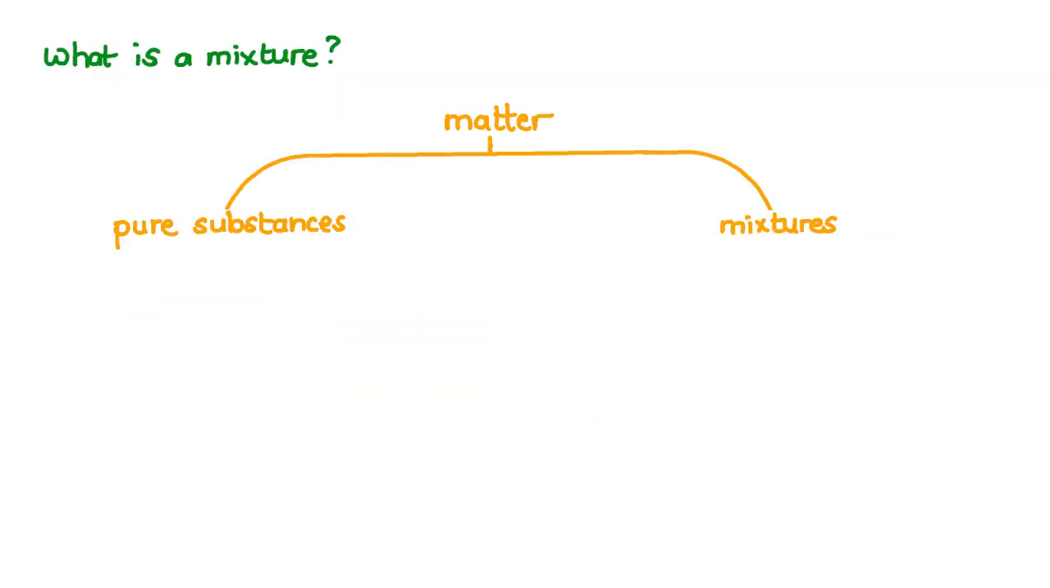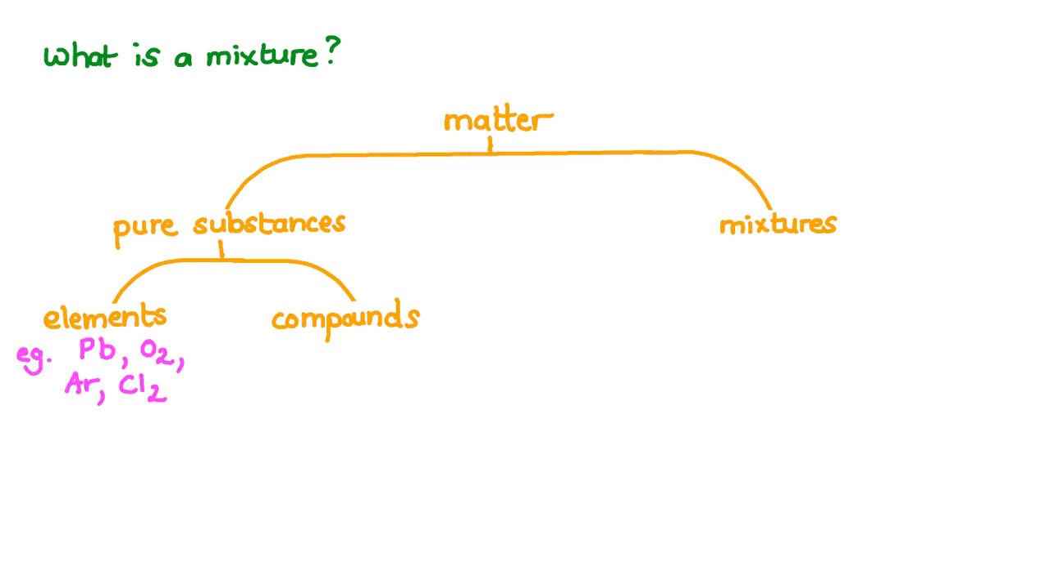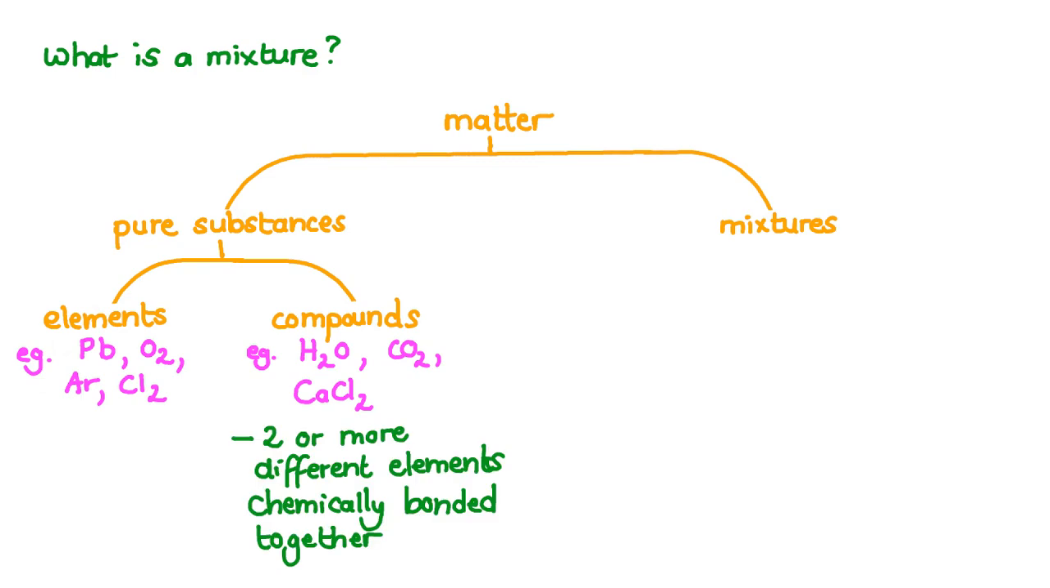All matter can be placed into two groups, the pure substances and mixtures. Pure substances can be further divided into the elements, for example lead, oxygen, argon, and chlorine, and the compounds, for example water, carbon dioxide, and CaCl2, which is calcium chloride. A compound is a substance made of two or more different elements chemically bonded together.